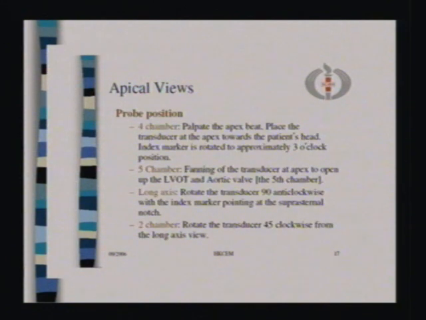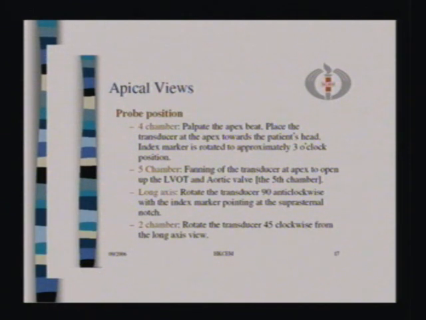For the 4-chamber view, you palpate the apex beat, and place the transducer at the apex towards the patient's head. The index mark is rotated to approximately 3 o'clock position. And for the 5-chamber view, you have to fan the transducer at the apex so that you open up the LVOT and the aortic valve, which is the 5th chamber.